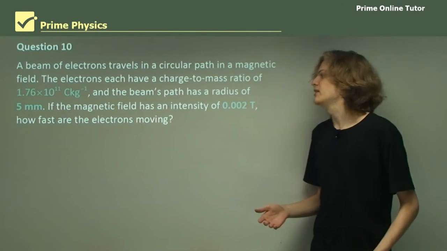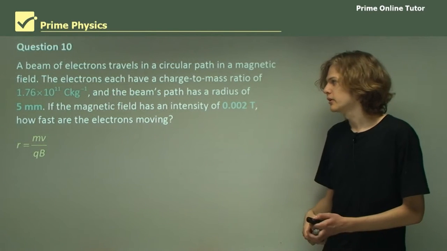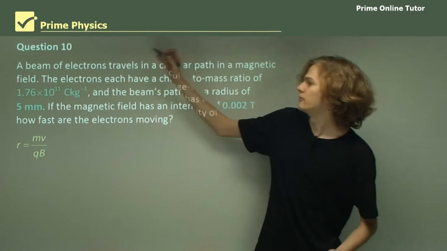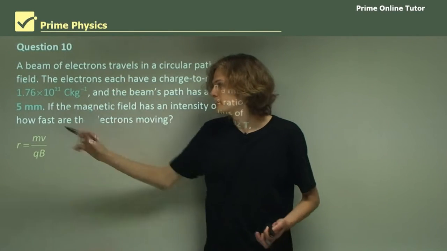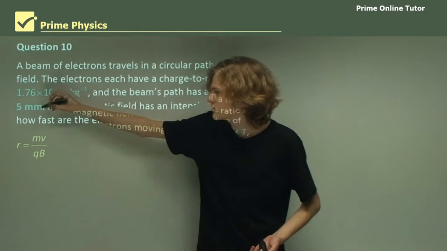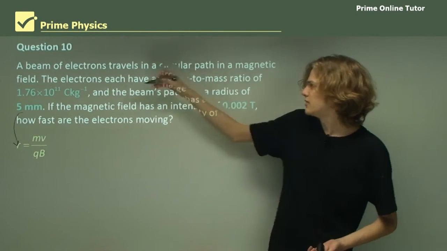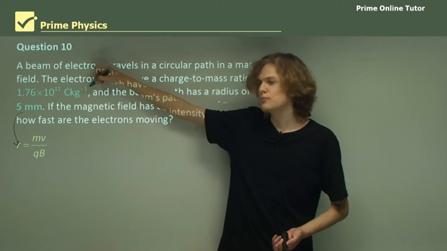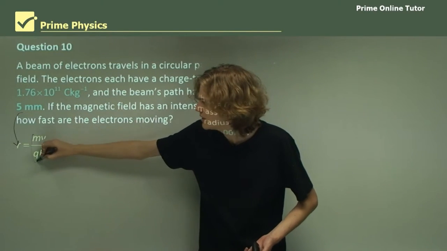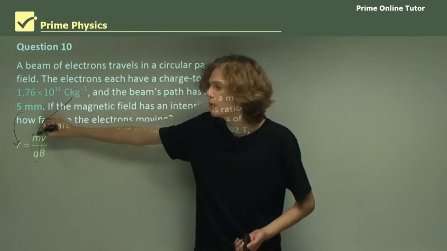The relevant equation here is R equals mv over qB, because, of course, we have a radius of circular motion. Now, of course, we have to convert these millimeters into meters before we can substitute them in for the radius. And it's difficult to put in the charge to mass ratio unless we know what that means. So it is, of course, q over m, and the charge to mass ratio is substituted for both q and m.